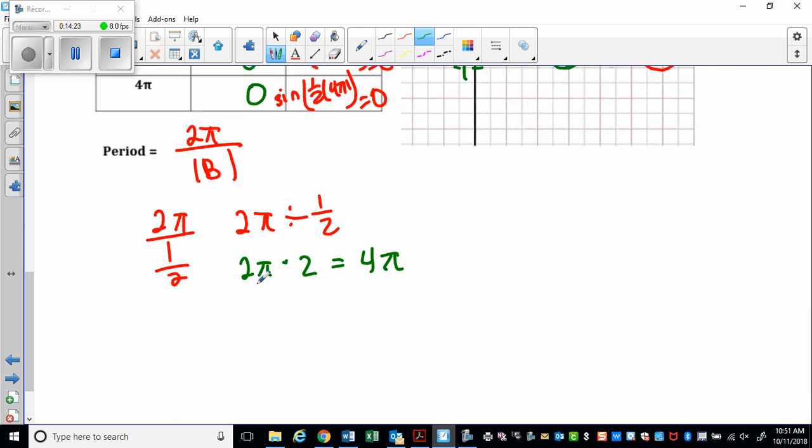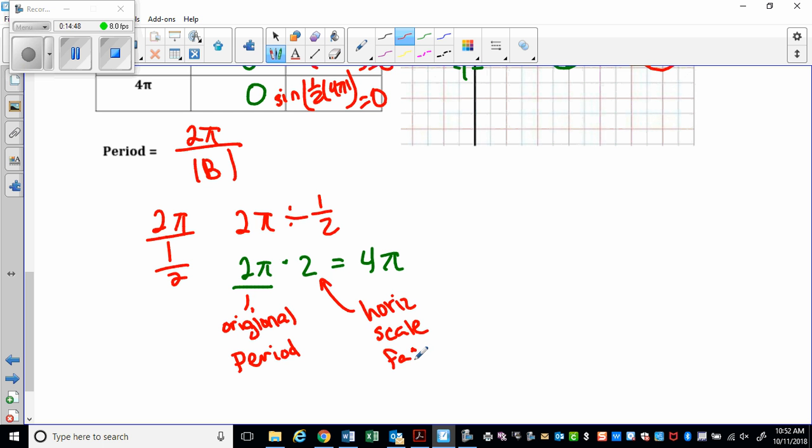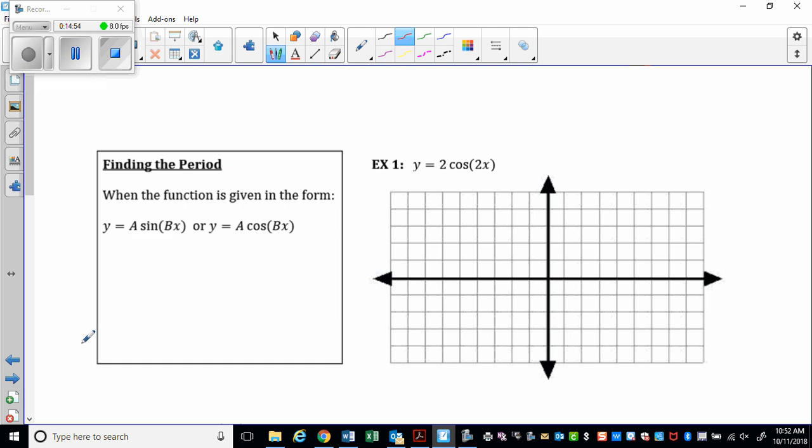So my original period times my horizontal scale factor. I'm going to write that down for you. This is my original period, and then this is going to be my horizontal scale factor. And that gives us our new period. I crossed it out. Okay.